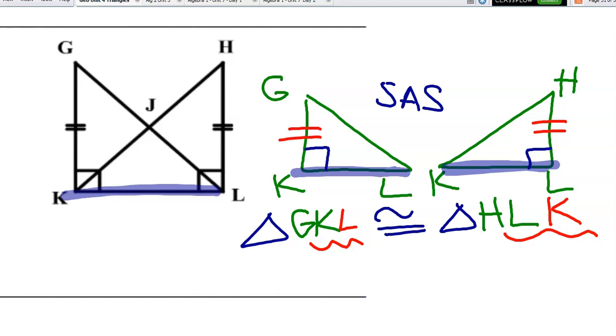This J kind of just lets us know about these angles, which doesn't really help us in this situation. So if you notice, let me show you. I have GLK and HKL. All right, so those are the two triangles that are overlapping, and then that's why we have SAS when we are solving it.